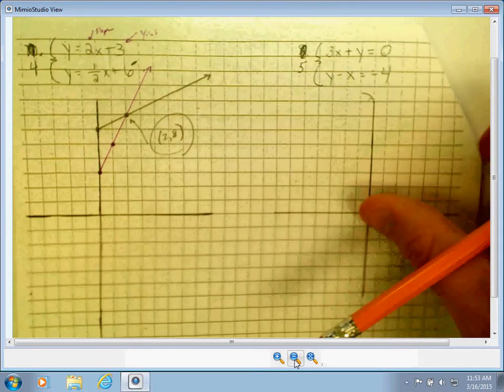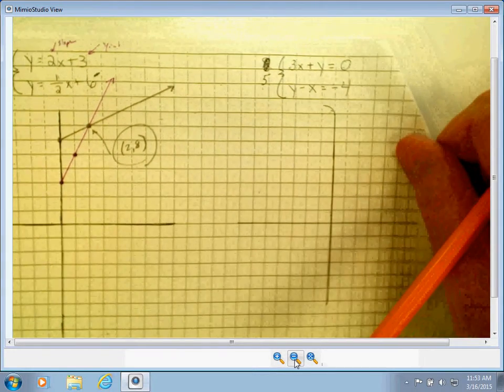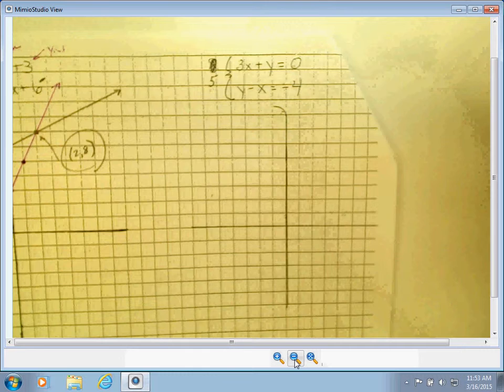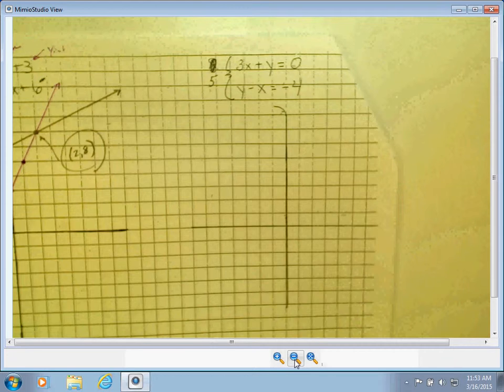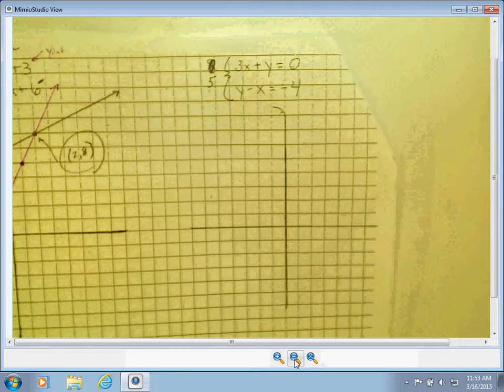So I'm going to move to number 5. Number 5 is one where it's a little bit more difficult because you'll need to do a little rearranging first. So I'm actually going to do this on a piece of scratch paper because I want to make sure you can see exactly how I'm doing it.